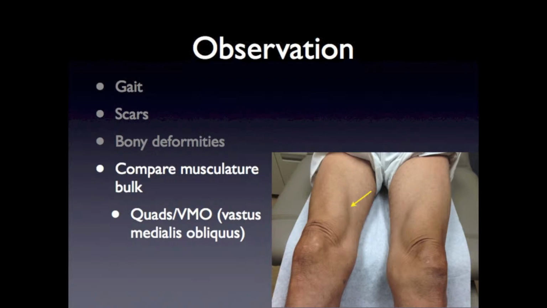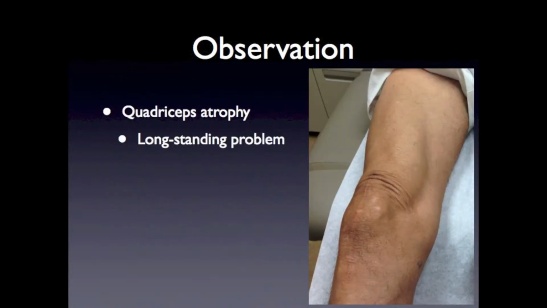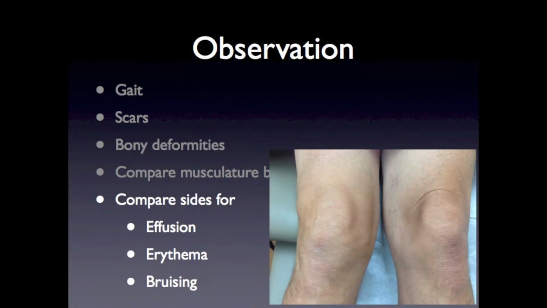The muscle bulk of the quadriceps muscle is important to observe, specifically the vastus medialis obliquus, or VMO. Quadriceps atrophy can be a long-standing problem from lack of use or can result after surgery. Other things to observe for are an effusion, erythema, and bruising.